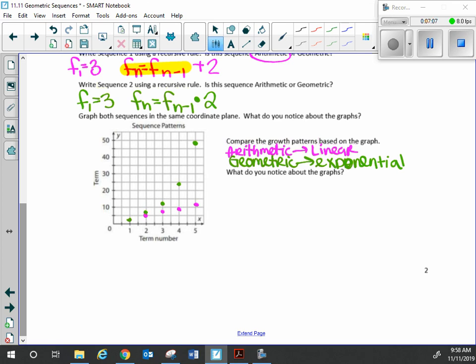What kind of descriptions could you make about my graphs? I have two things graphed there, two functions, or two sequences. They're both functions. What else? Is one growing faster than the other? Which one's growing faster than the other? Geometric.